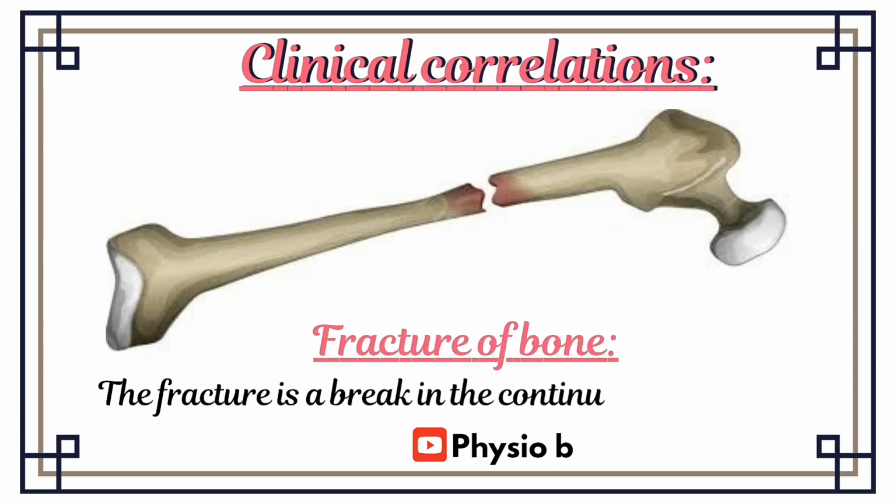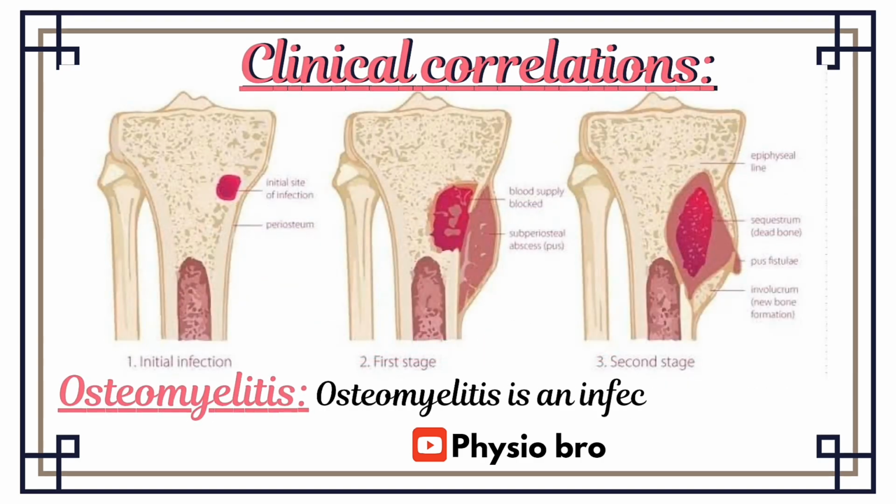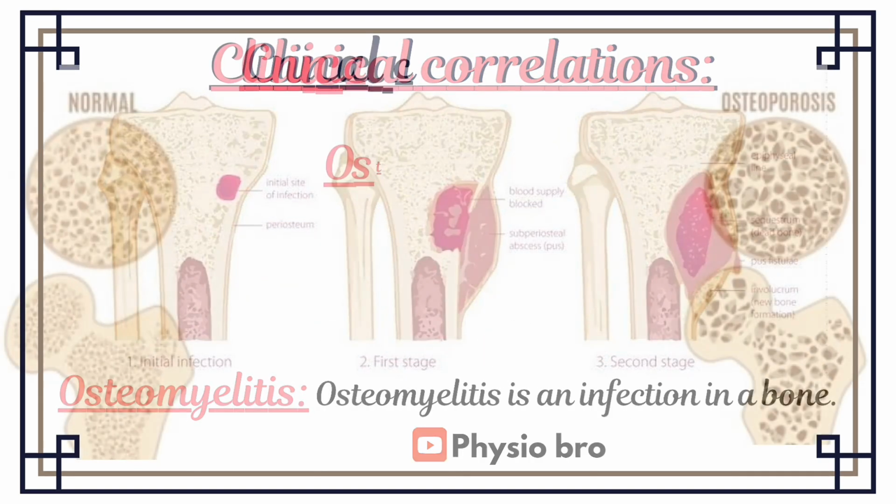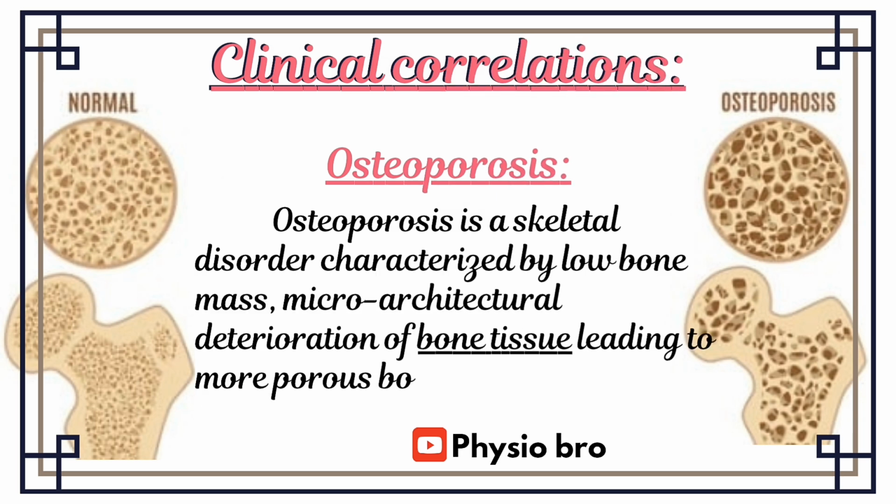Clinical correlations. Fracture of the bone. A fracture can be defined as a break in the continuity of the bone. Osteomyelitis is an infection in a bone. Osteoporosis is a skeletal disorder, characterized by low bone mass and microarchitectural deterioration of bone tissue, leading to more porous bone.